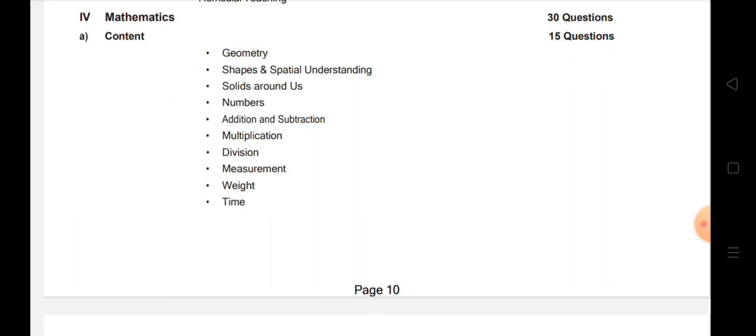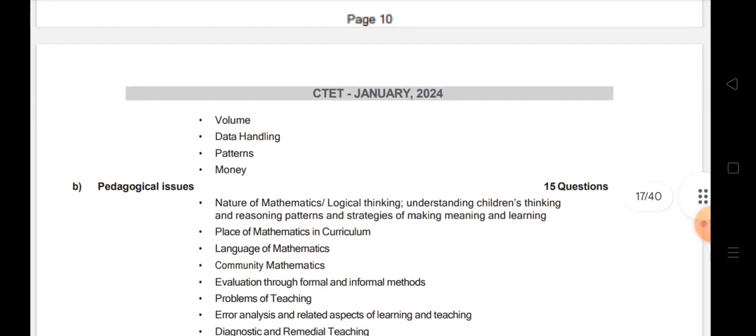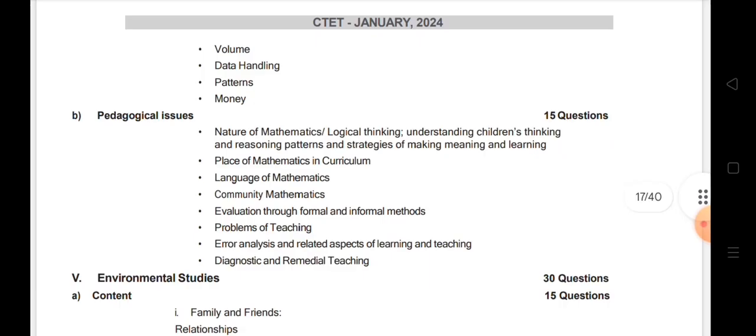Then addition and subtraction, so addition means plus, subtraction means minus, these things you should know. Multiplication you should know, division you should know, measurement: kg, liters, milliliters, all these things you should know. Time, minute, second, all these things you should know. Then volume, then data handling, patterns, money, so all those things you should know.